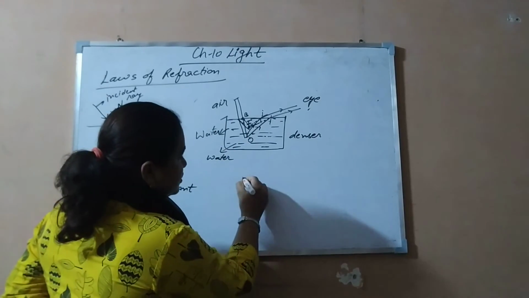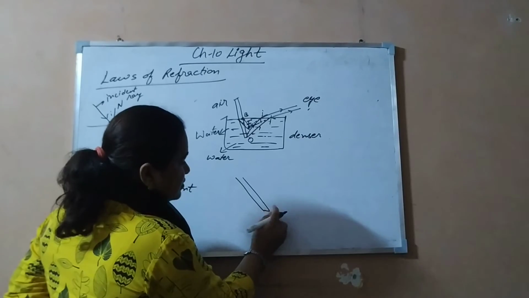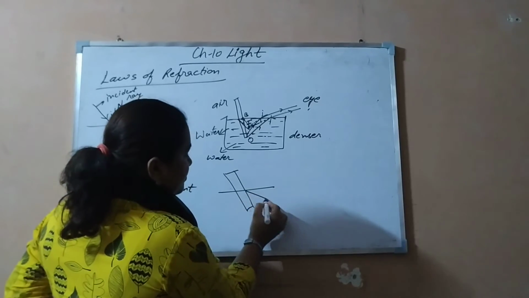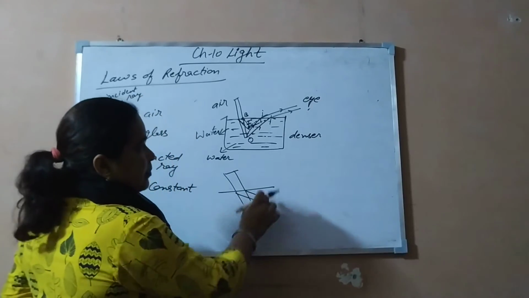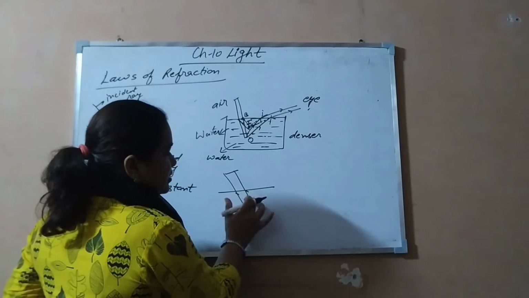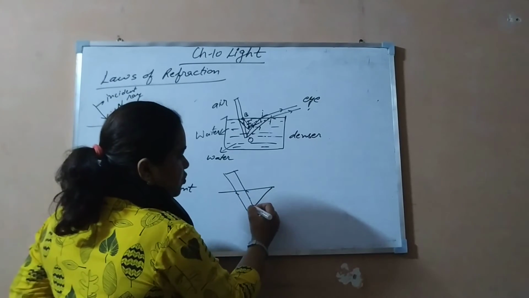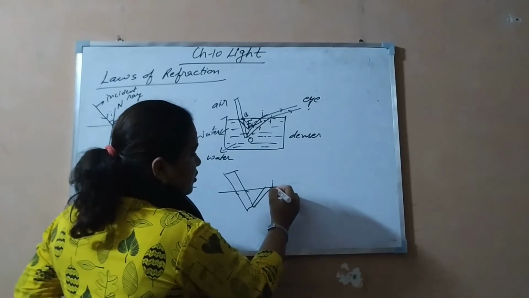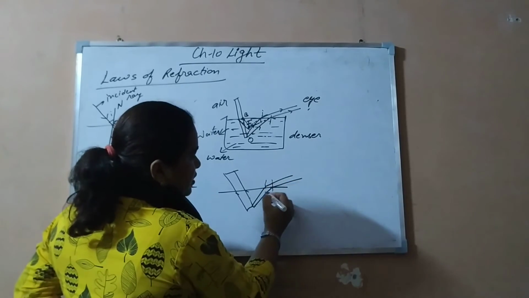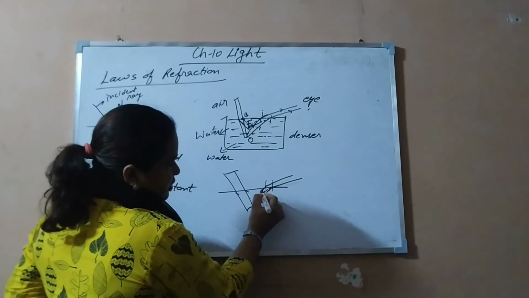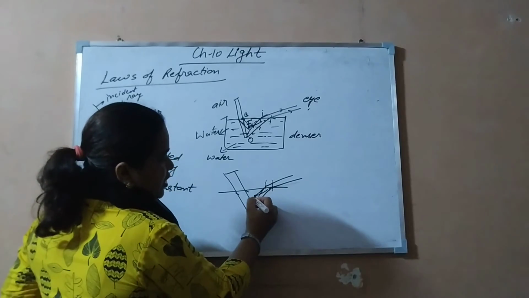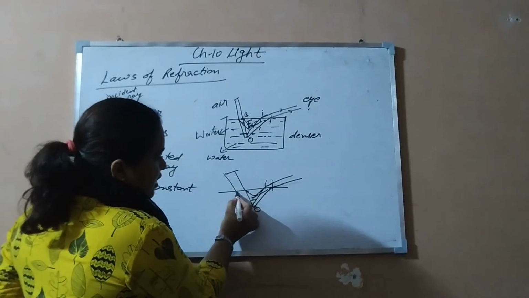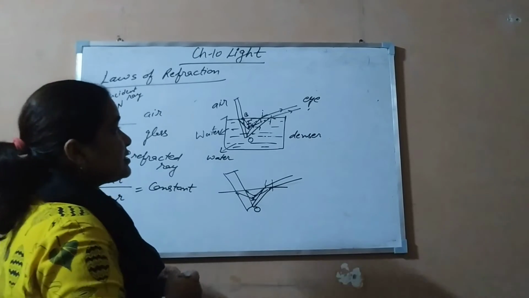I am showing you here separately: this is the original stick, but as the contact with water is there, it appears like this. Why does it happen? Because of the two media. And how? Two rays go from here and bend away from the normal, and when you produce them backward, they appear to come from the I position instead of the O position. That is what I have shown in the diagram. So this is the ray diagram.